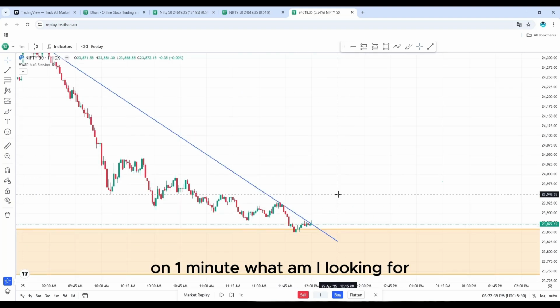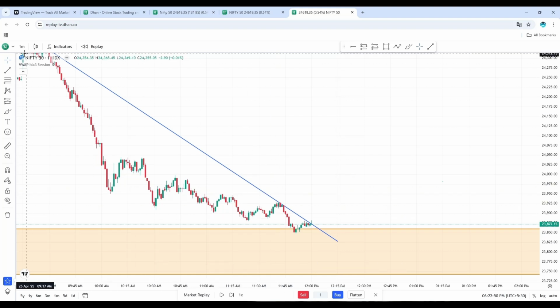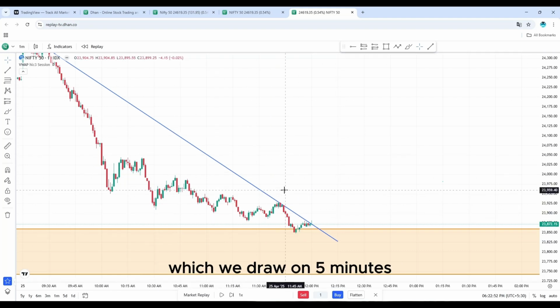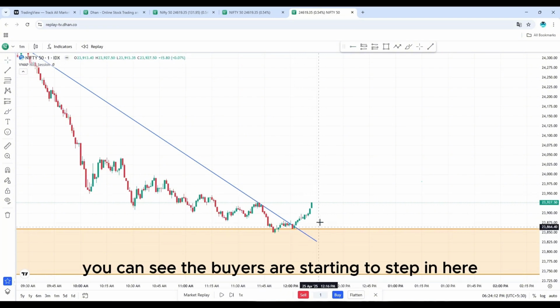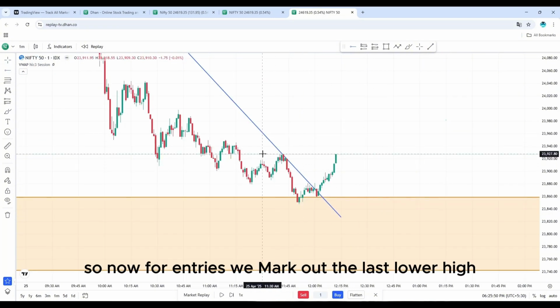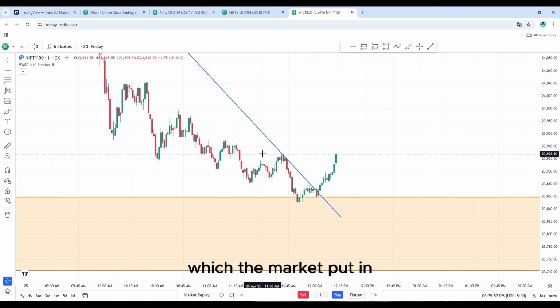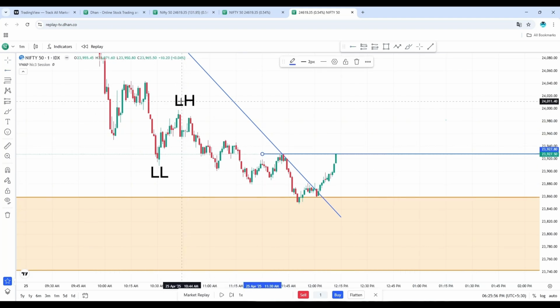On 1 minute, what am I looking for? I am looking for this downtrend break which we drew on 5 minutes, and we break this trend line also. You can see the buyers are starting to step in here. So now for entries, we mark out the last lower high which the market put in. So you can see lower low, lower high, lower low, lower high, lower low, lower high. This was the last lower high.